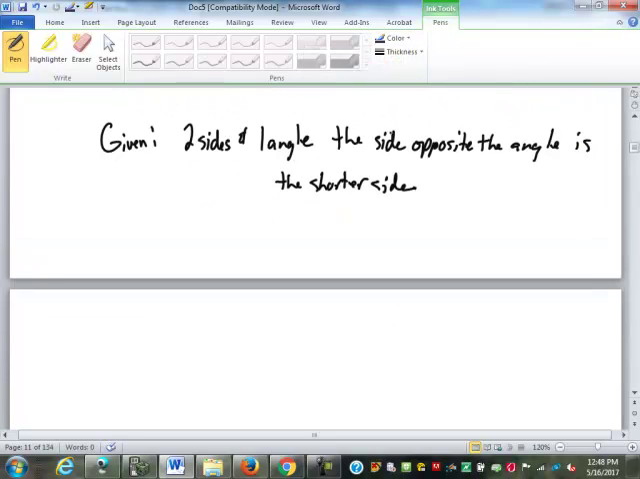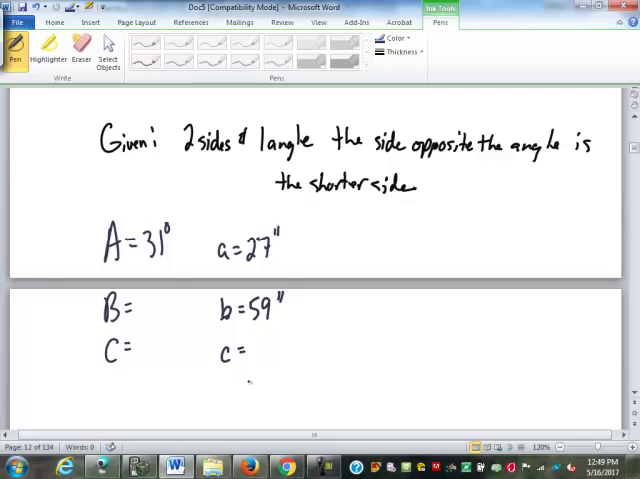Rather than drawing a picture, I am just going to state: angle A is 31 degrees. Angles B and C we have to find. Side A is 27 inches. Side B is 59 inches, and side C we have to find.